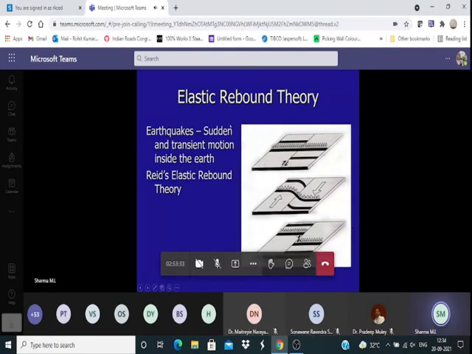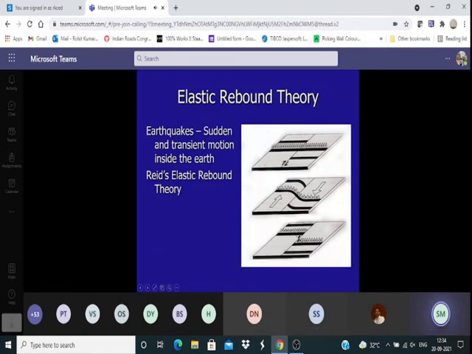Elastic rebound theory: the earthquake is nothing but a sudden and transient motion inside the earth. If force is applied on this, then up to some point it will deform like this. After that, when the force is more than the strength, it will break. At that break the earthquake occurs, and that is the energy release, and that is called the earthquake. So the elastic rebound theory simply tells you that energy is accumulated until the strength of the material is crossed. Once the strength is crossed, there is a break, and then there is an energy release, and that energy release is nothing but the earthquake.